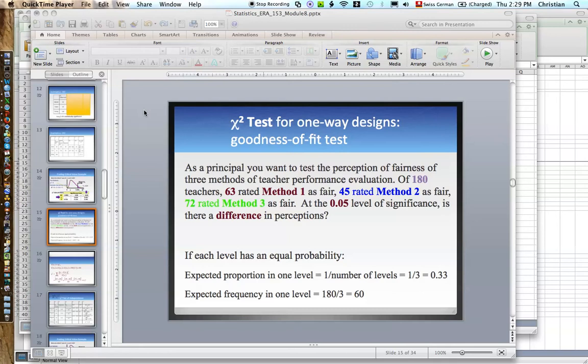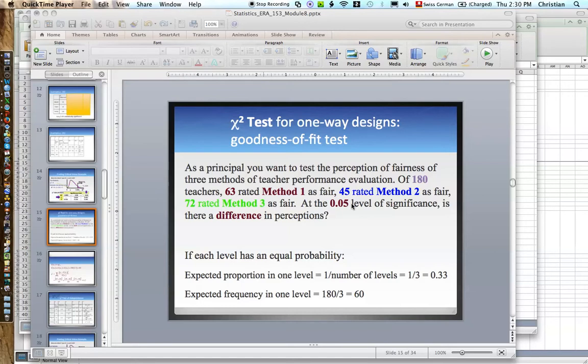This is a video for the chi-square test for one-way designs. That means when you have only one variable. Here, a principal wants to know if the teachers think their teacher performance evaluations are fair. There are 3 methods, and out of 180 teachers, 63 rated method 1, 45 rated method 2, and 72 rated method 3 as fair. Notice that each teacher is only in one group.